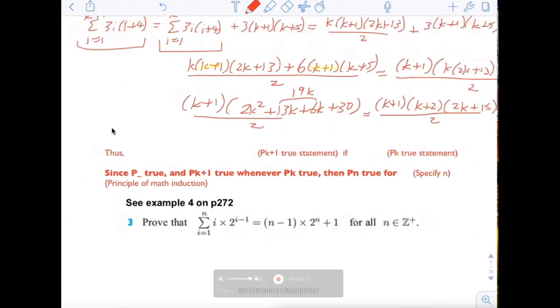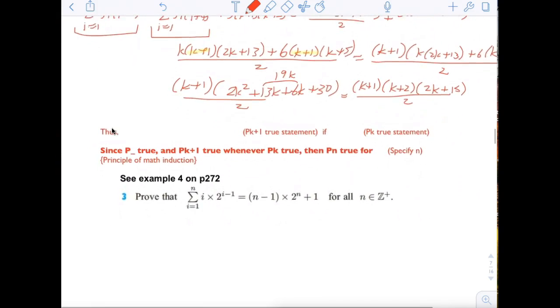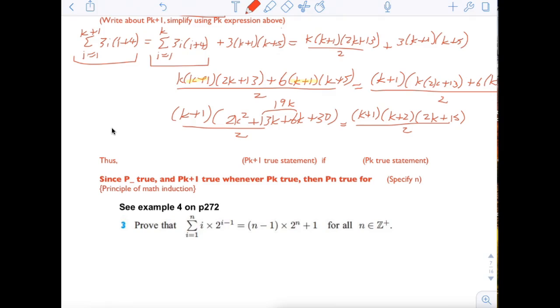Let's see, so I'm going to put here, thus, the sum i equals 1 to k plus 1 of 3i times i plus 4, and on the right side, k plus 1 times k plus 2 times 2k plus 15, divided by 2, is true if the kth case is true.